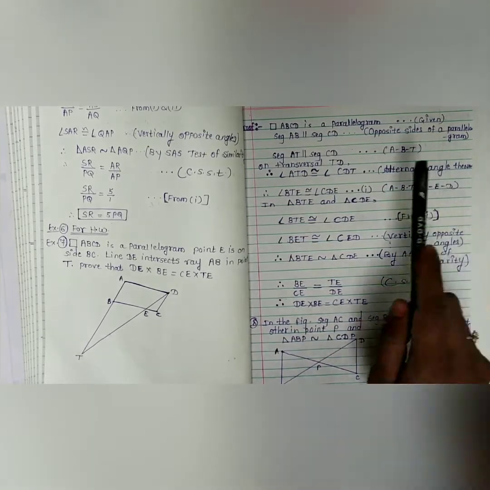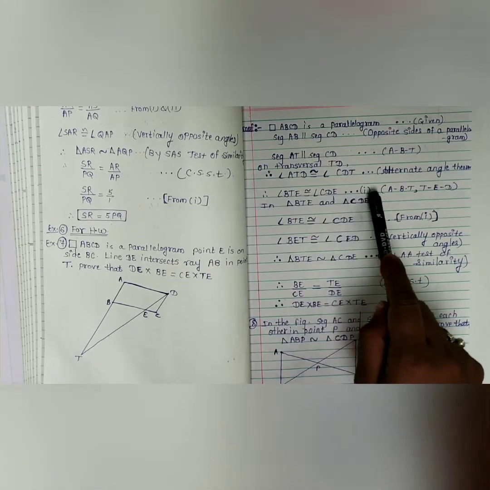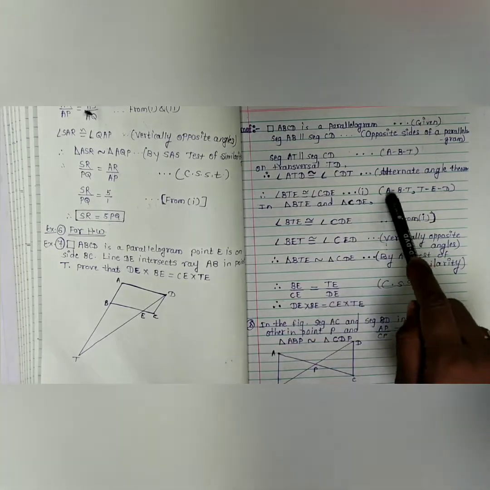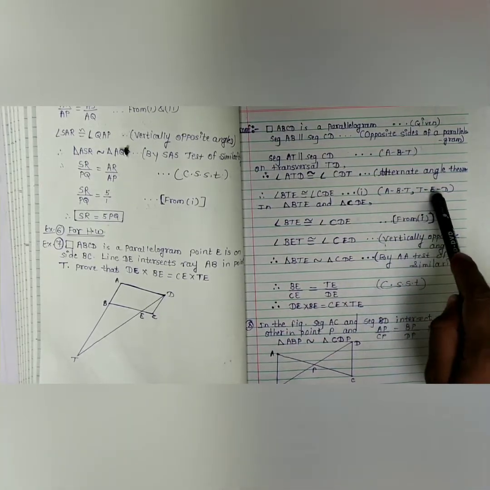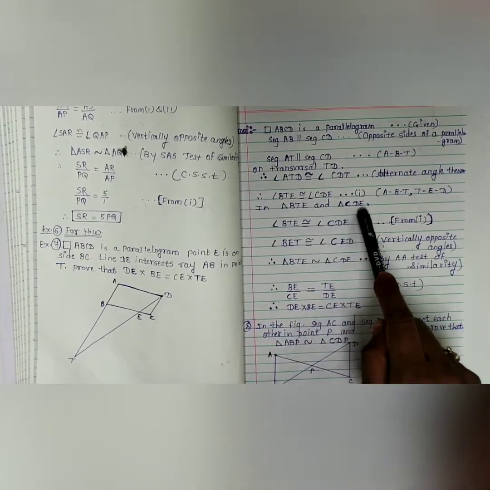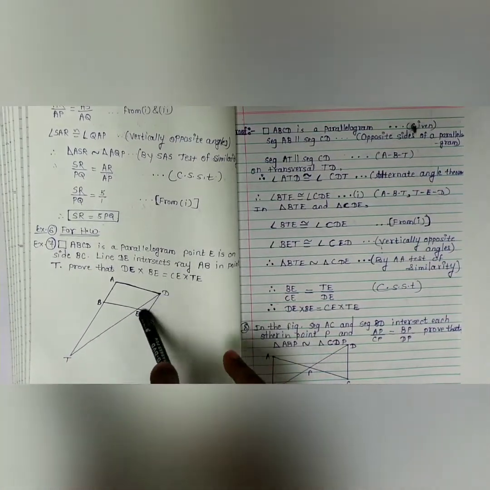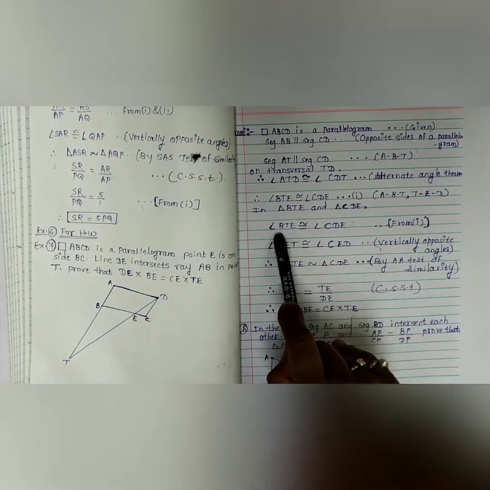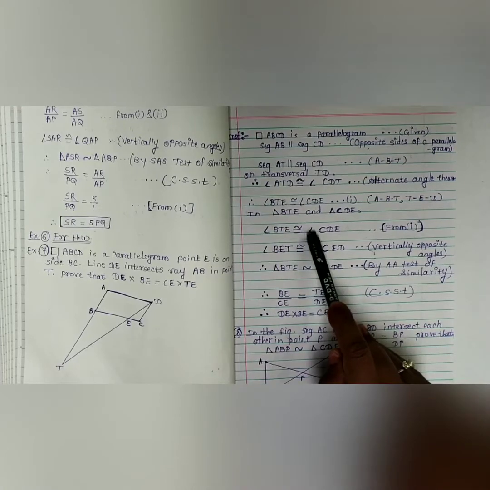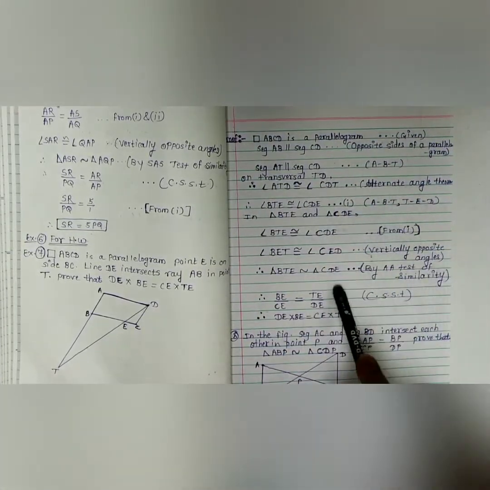Therefore, angle BTE is congruent to angle CDE, and give the reason first: because B lies between A and T and E lies between T and D. In triangle BTE and triangle CDE, the first triangle is BTE and the second is CDE. Angle BTE is congruent to angle CDE from the first.